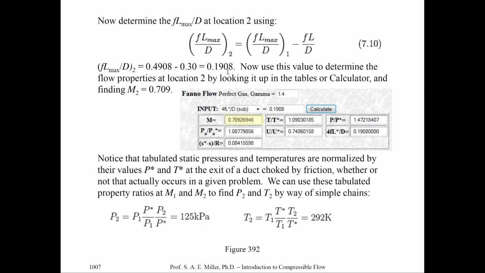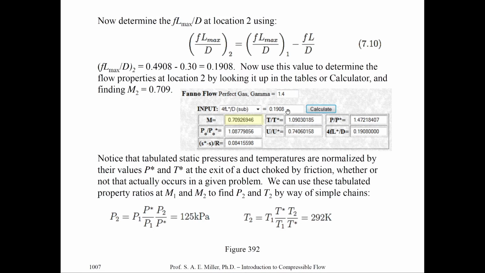Now let's use the calculator or table lookup. We once again put in 1.4 for the ratio of specific heats gamma, and for the input we know we're in the subsonic regime, so we'll select subsonic, SUB, and 4FL sup star over D, and we'll put in 1.908. We then hit the calculate button.